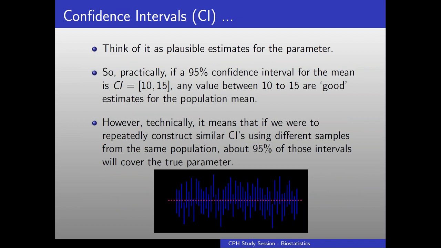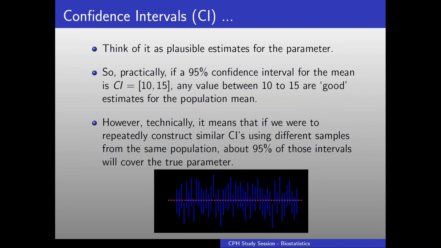All right, let's talk a little bit about confidence intervals. You can think of a confidence interval like plausible estimates or plausible values for a parameter. Okay, so practically speaking, if a 95% confidence interval for a mean, say, ranges between 10 and 15, it means that any value between 10 and 15 are, quote, good estimates for the population mean. Okay, so that's what you would probably say in layman's terms.